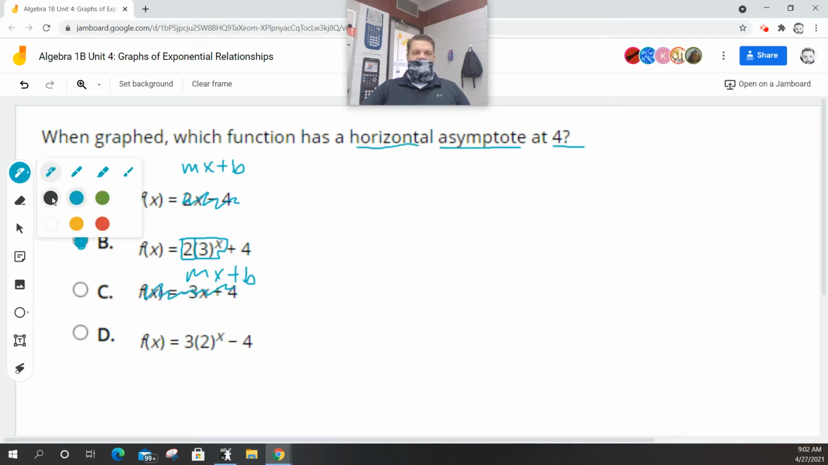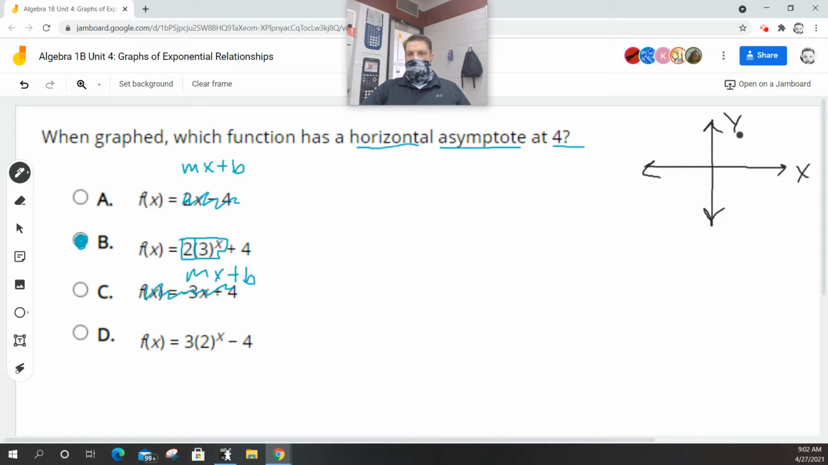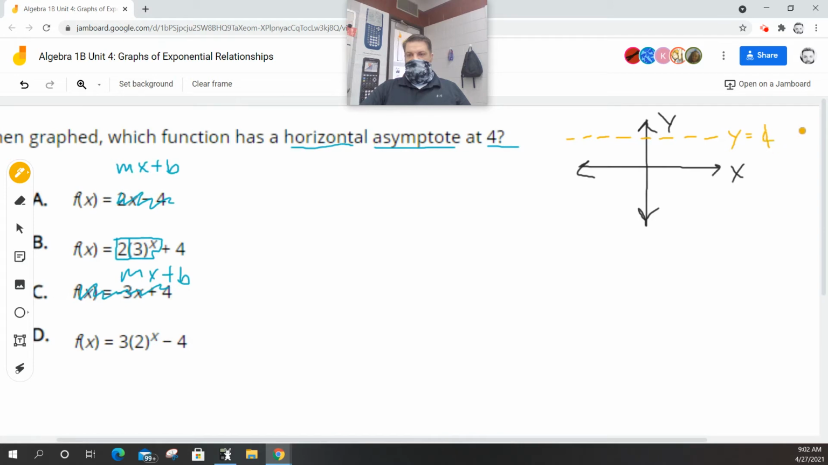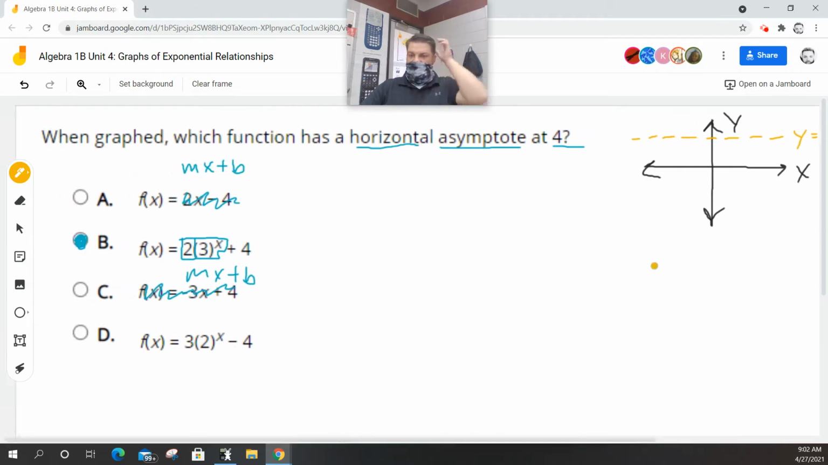And I probably should back up a second and say, what are they saying when they say a horizontal asymptote? They're saying that when you graph this, there is going to be an imaginary line here at y equals 4 that the graph will not cross. So at y equals 4, when I go to graph this thing, it's not going to cross that, okay? It might be above the line, it might be below the line. So it's a toss-up between B and D.